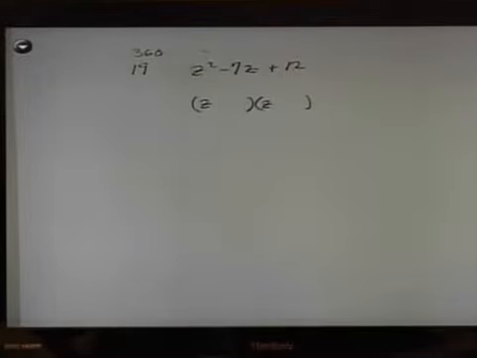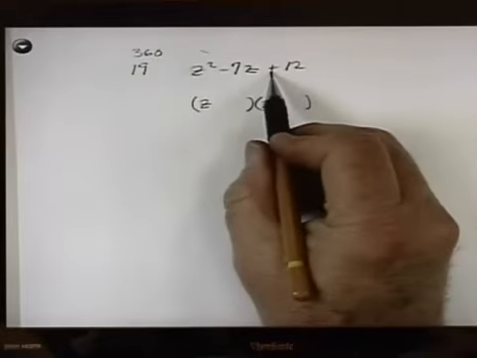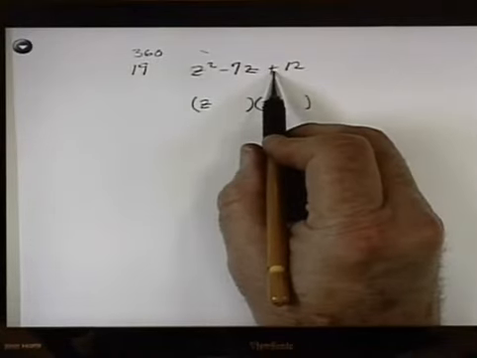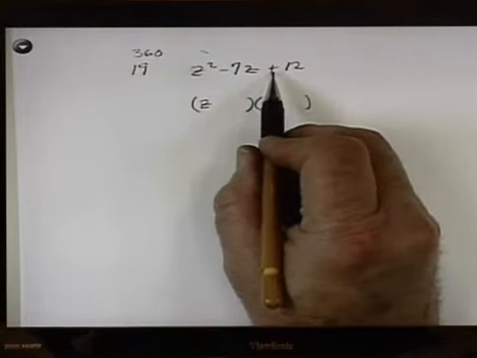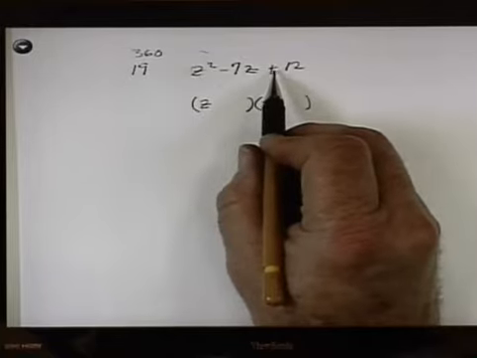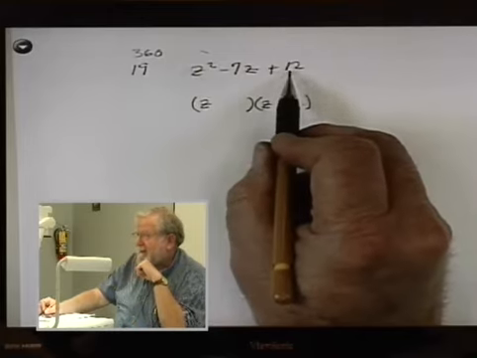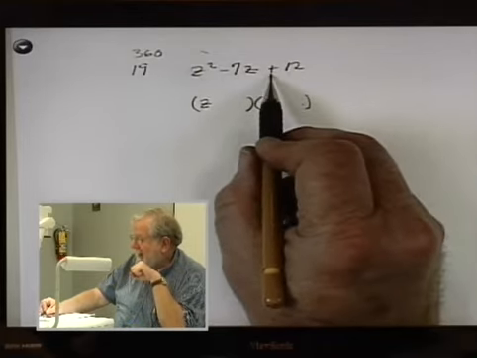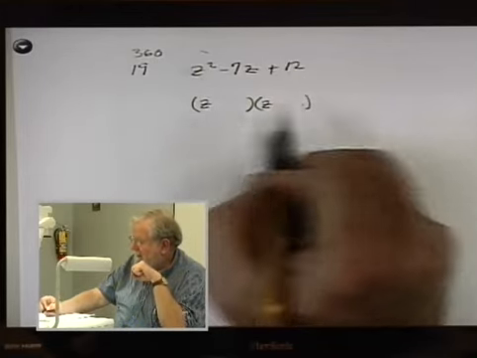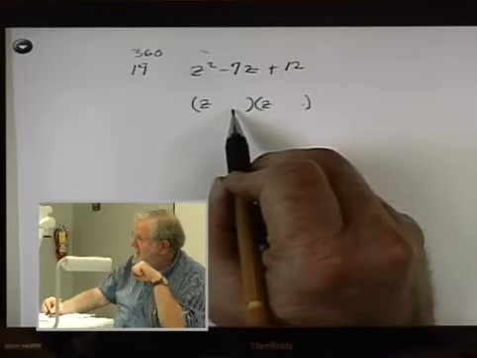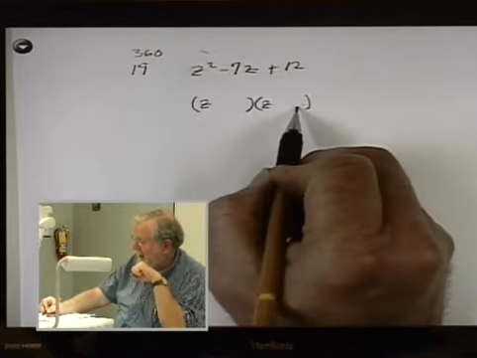Then the next thing we do is we look at this sign here, and we see that this is a positive. In order to get a positive number, we're going to multiply the last term by the last term to get this number. The last terms both have to be the same sign. They can both be positive or negative.